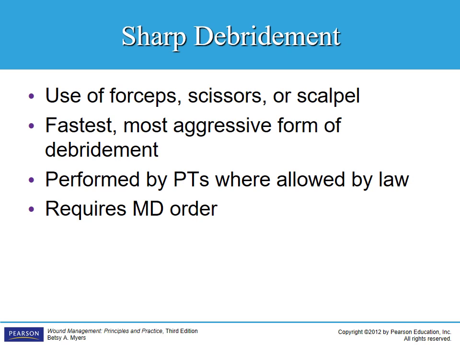Sharp debridement is the fastest and most aggressive form of debridement because, again, it's selective. So you're going straight to that devitalized tissue, and you're getting it out of there. It can be performed by PTs where allowed by the law, but it does require a doctor's order. So if you get an order for wound care and you do the evaluation on the wound and you determine that debridement is needed, then you do need to make sure that the physician is called and there is an MD order for sharp debridement.